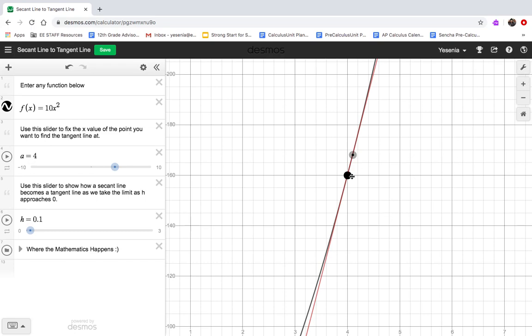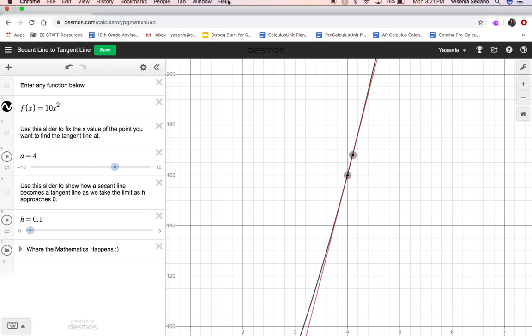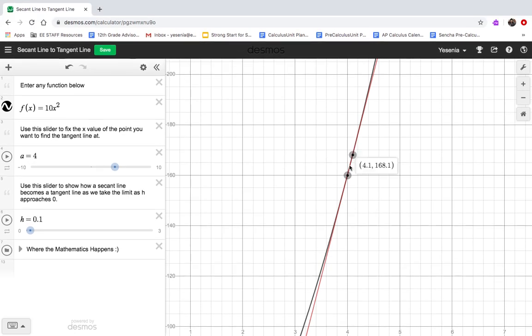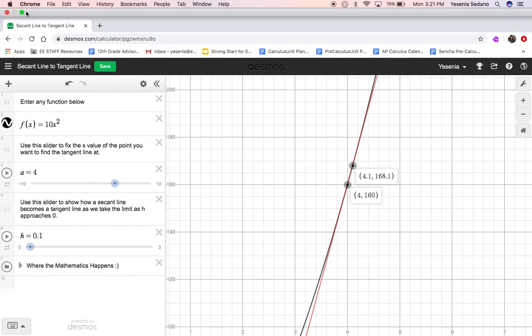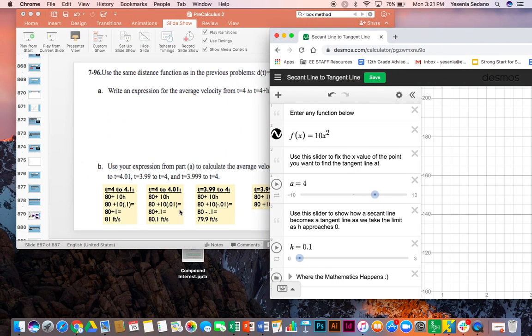So the h, the horizontal distance from this point to this upper point right here, was 0.1. You notice there are 2 points right there, and what we're basically doing is calculating the slope of that secant line and finding the average rate of change to determine an approximate velocity of the car between 4 seconds and 4.1 seconds.